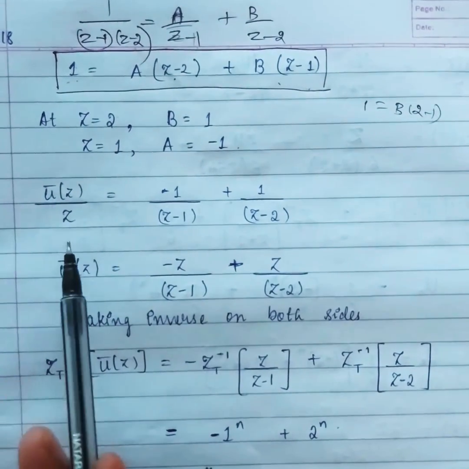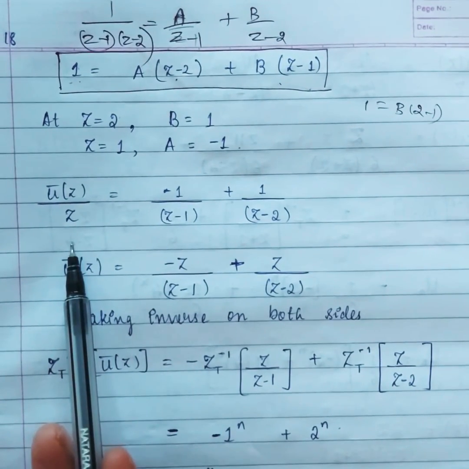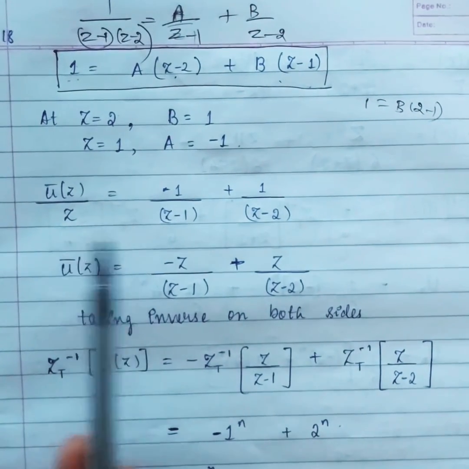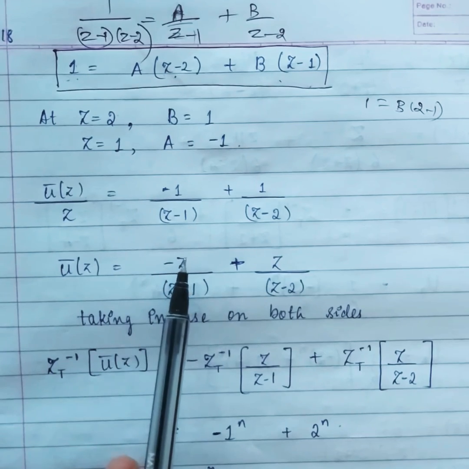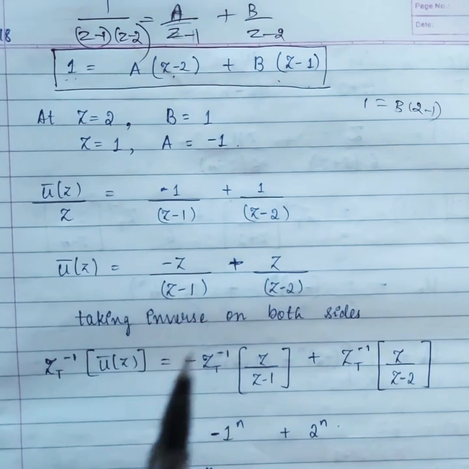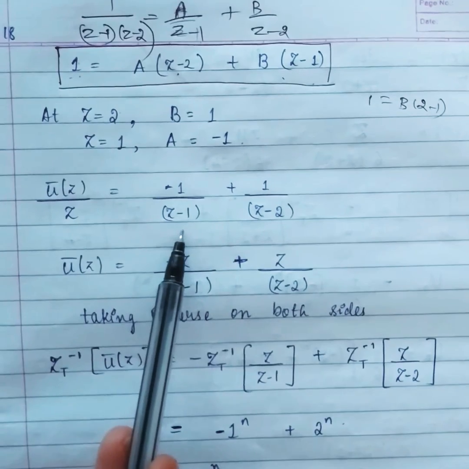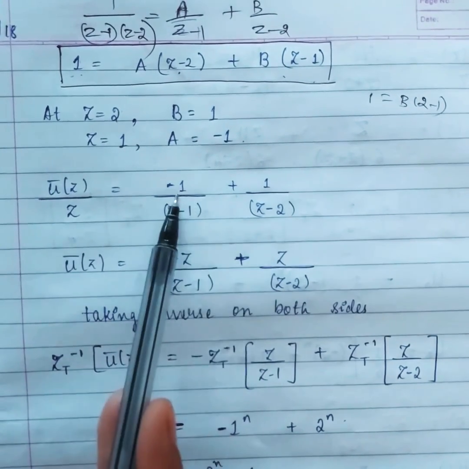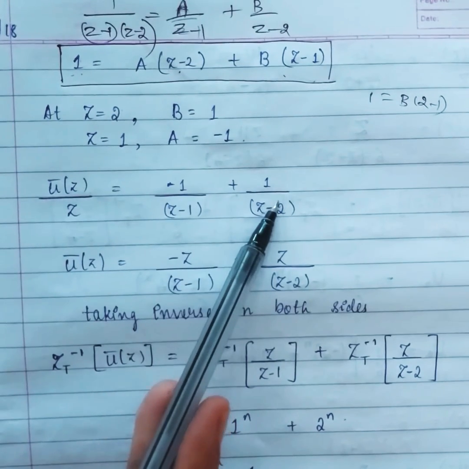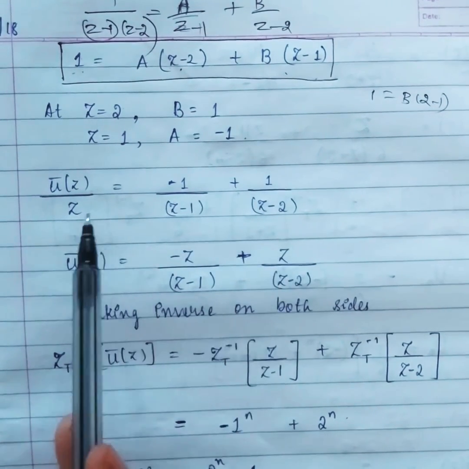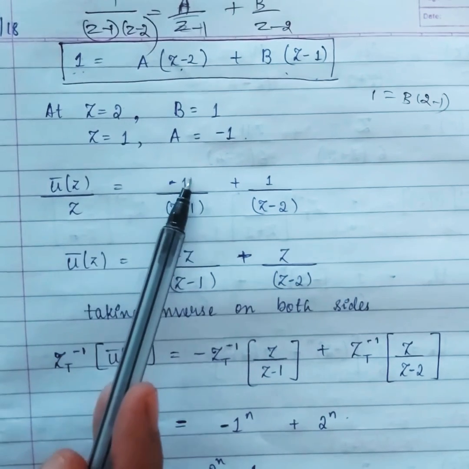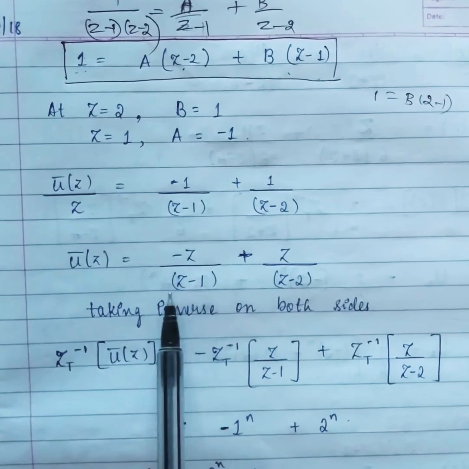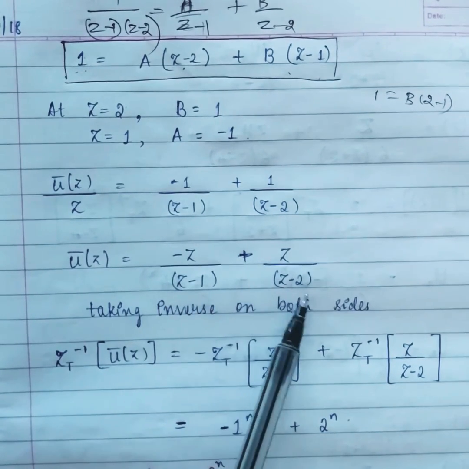So u bar of z by z, we are going to substitute this in the first step. First step we got u bar of z by z is equal to 1 by z minus 1 into z minus 2, we wrote, correct? So that 1 by z minus 1 and z minus 2, we are splitting it into partial fractions. A by z minus 1 plus b by z minus 2. In the place of a I am substituting minus 1, in the place of b I am substituting 1. And then now I am pushing this z to the numerator on the right hand side. So u bar of z is minus z by z minus 1 plus z by z minus 2.